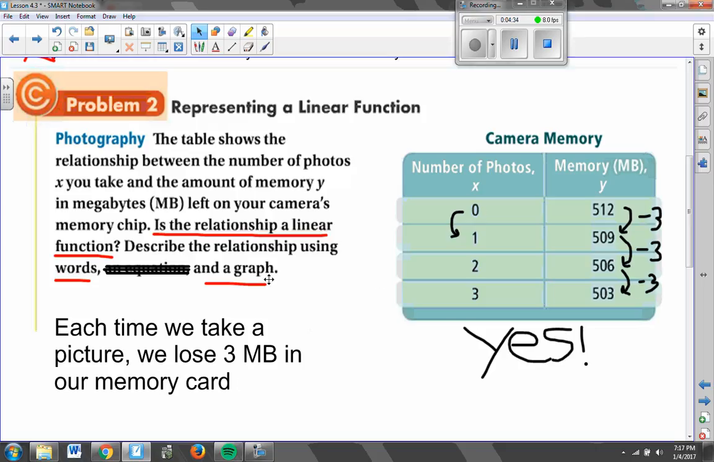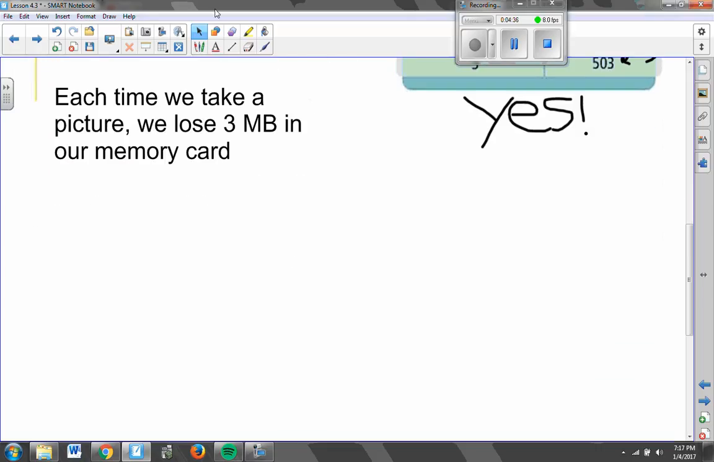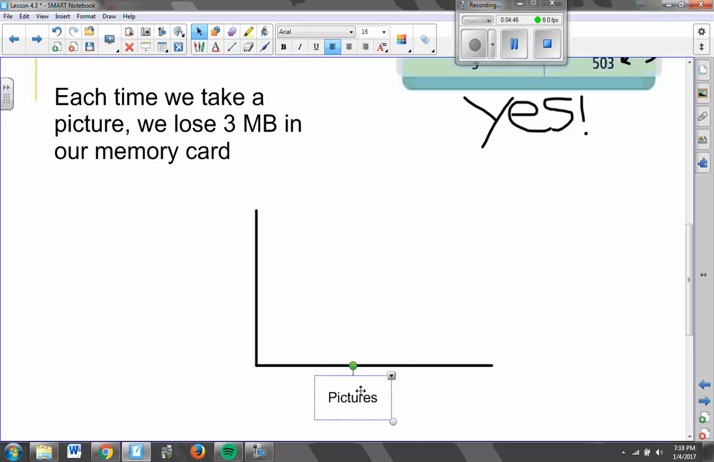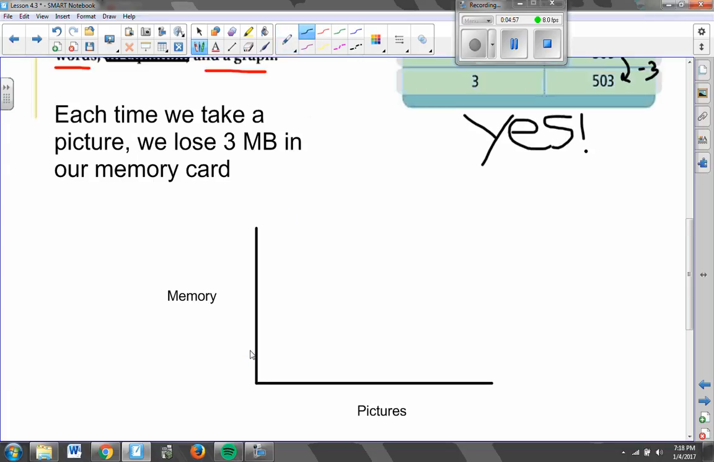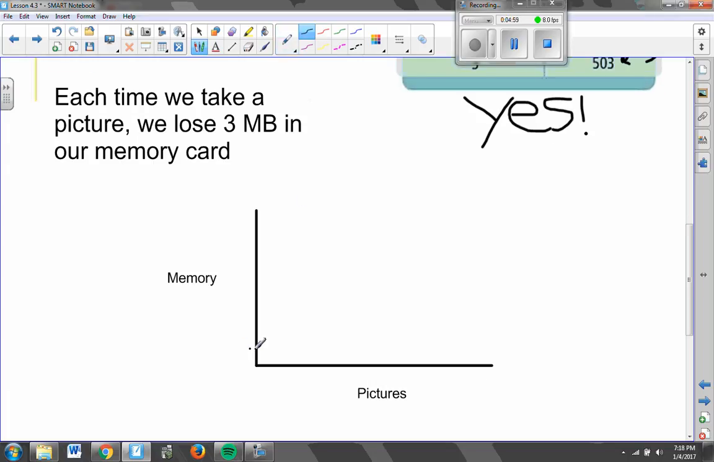So that's words, and now they want me to make a graph for them, which we've been practicing in our last few videos. We make 2 axes like this. Along the bottom, we're talking about how many pictures have we taken, and then along this side, we're talking about how much memory do we have left. And now I'm going to start maybe at, call that 500 on my memory.